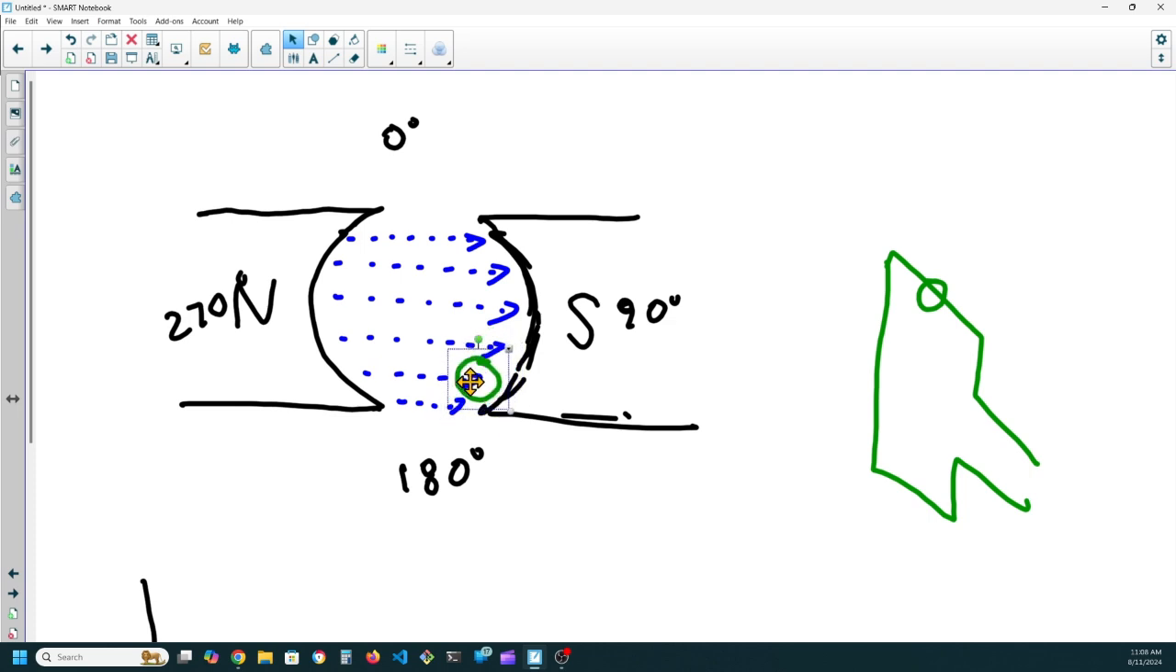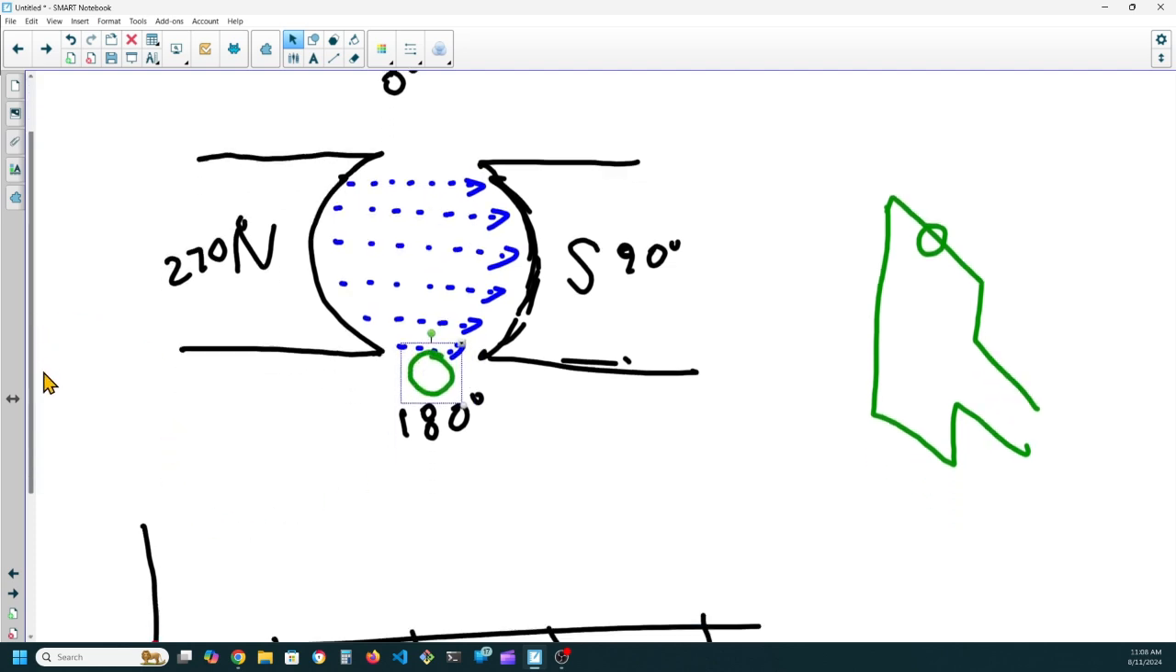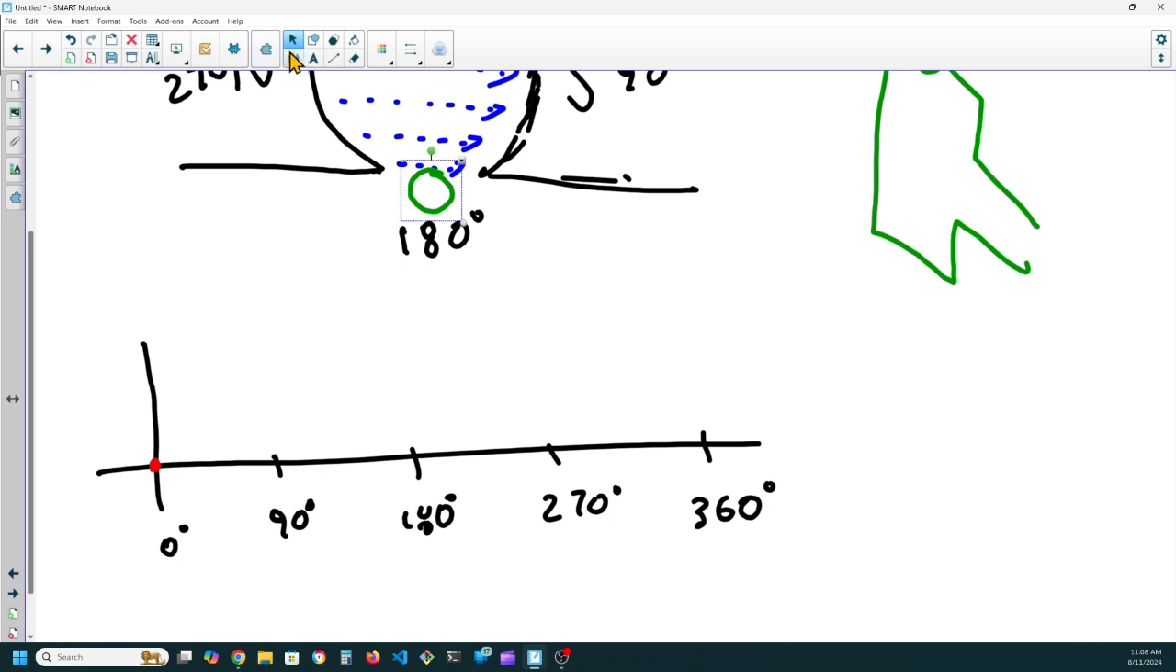165 degrees, we're back to 0.25. And when we get to 180 degrees, guess what? We're once again running parallel with the lines of flux. We're not cutting any lines of flux. So we're back to 0 again.